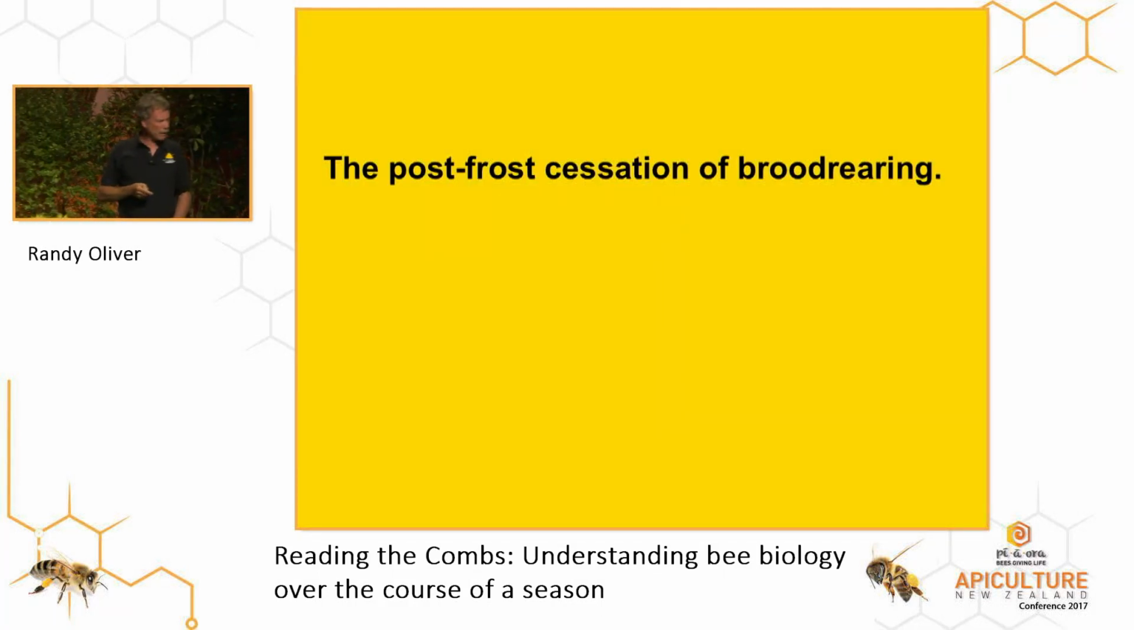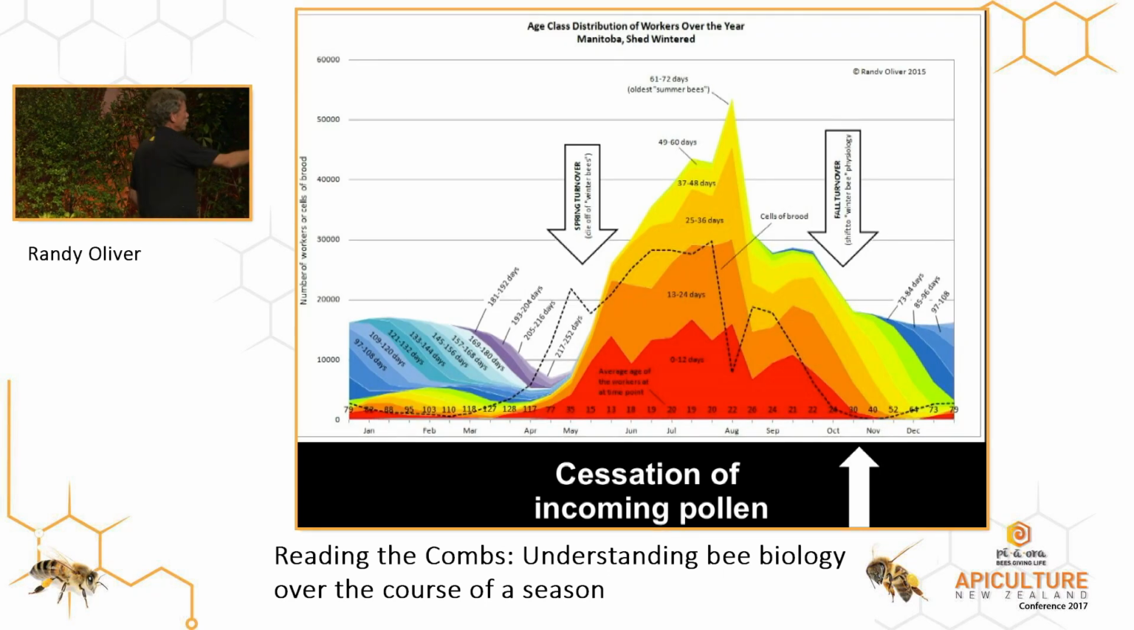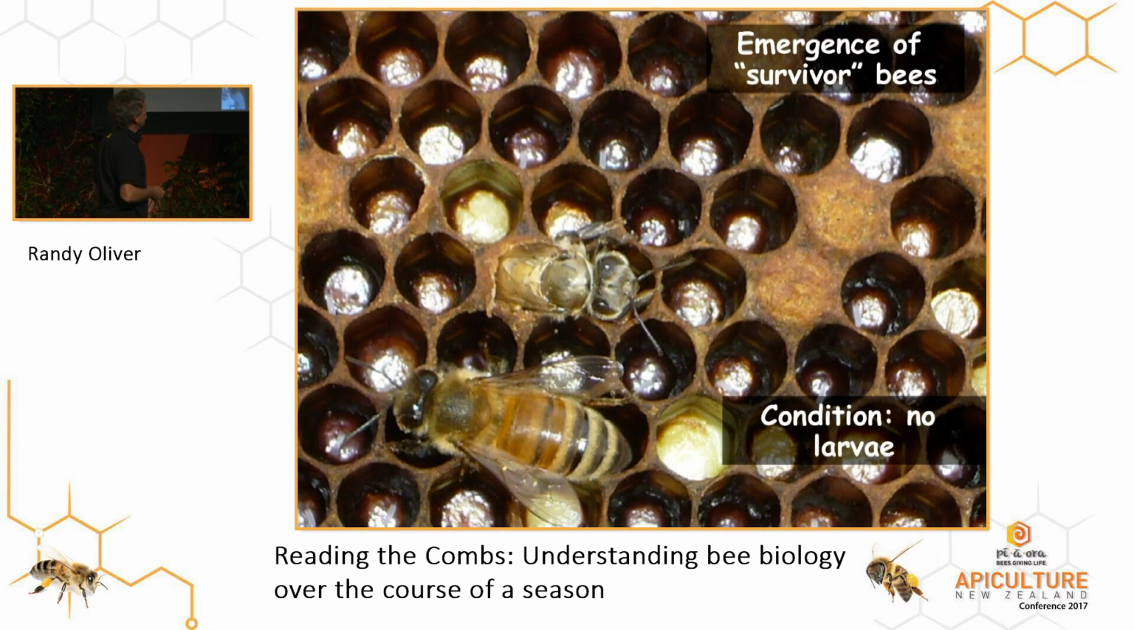Then if you're cold enough that you have a frost, so in Manitoba it happened right here, cold frost kills all the flowers, nothing flowering. The bees immediately respond with queen rearing or brood rearing going to 0. And then the bees do something else.